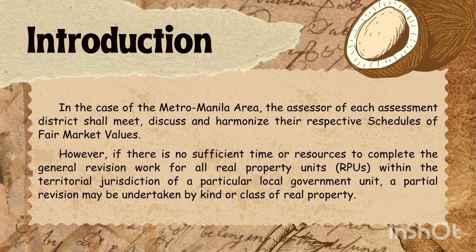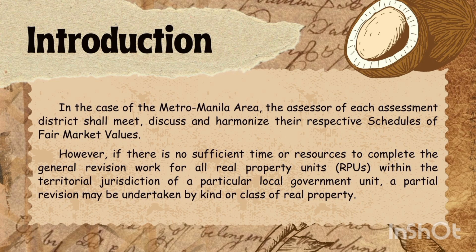However, if there is not sufficient time or resources to complete the general revision work for all real property units within the territorial jurisdiction of a particular local government unit, a partial revision may be undertaken by kind or class of real property. So if a local government unit does not have enough time or resources to complete a general revision of all real property units in its jurisdiction, it may conduct a partial revision.